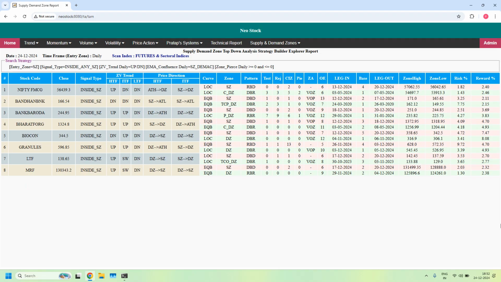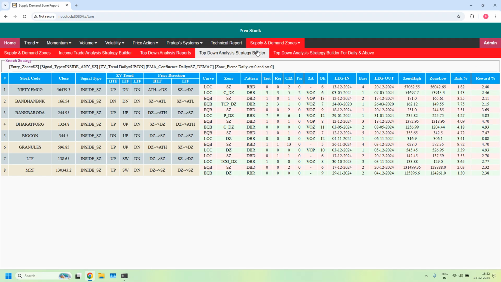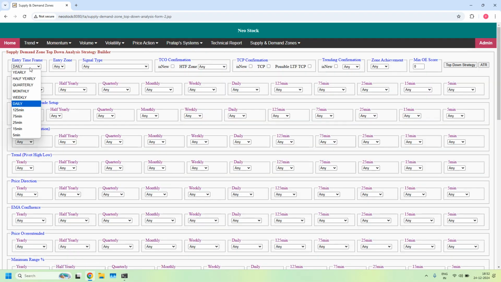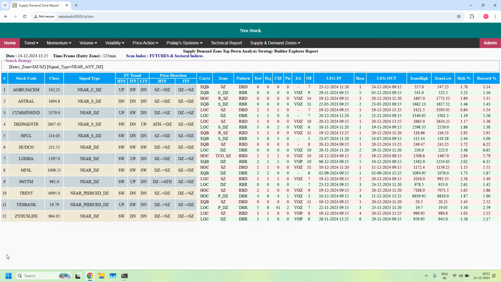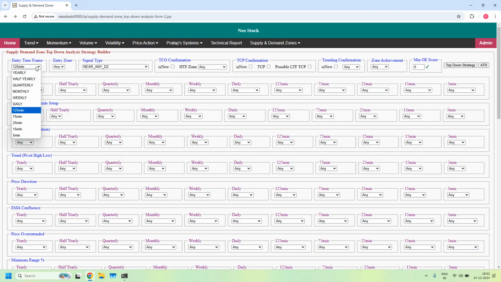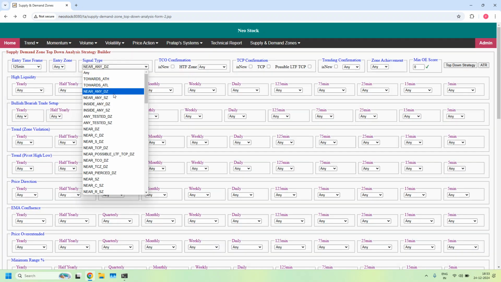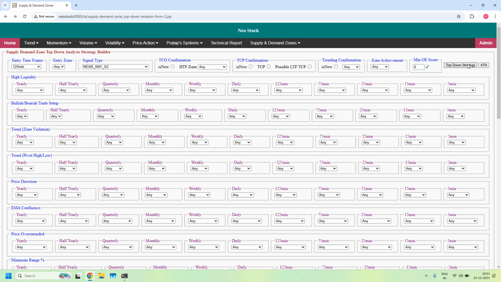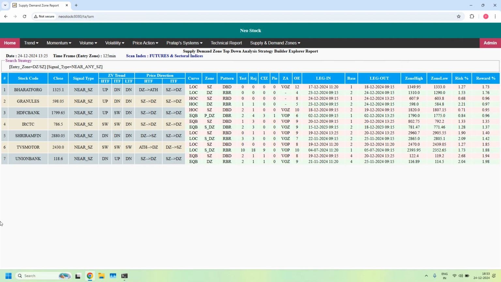Okay, now let us look into the next time frame. 125 minutes. Stocks near 125 minutes demand zone. 12 stocks are filtered. Next, 125 minutes time frame. Stocks near 125 minutes supply zone. 7 stocks are filtered.